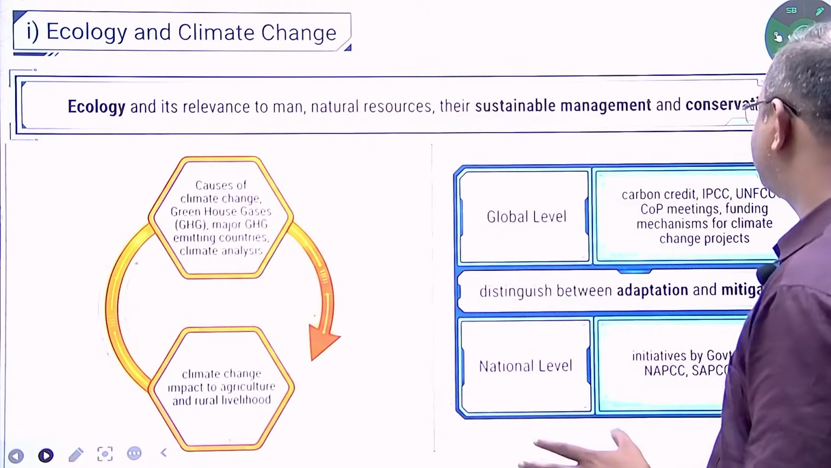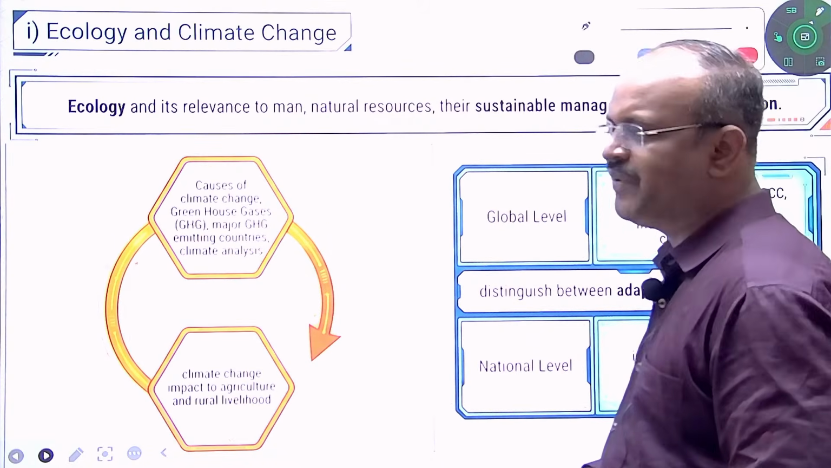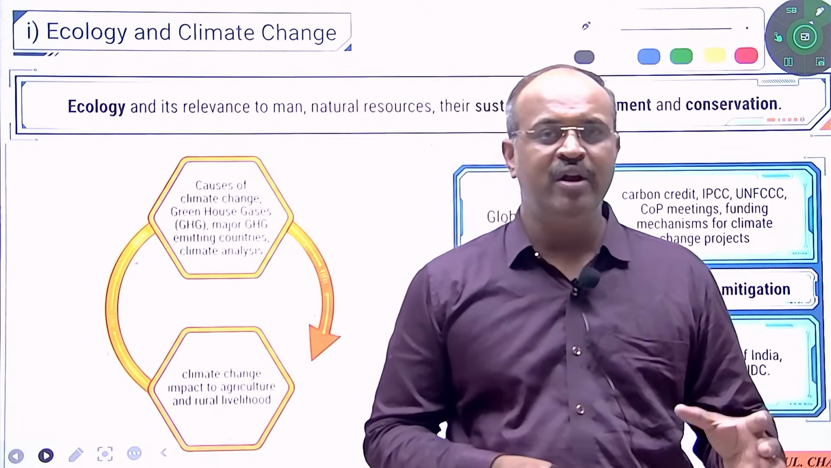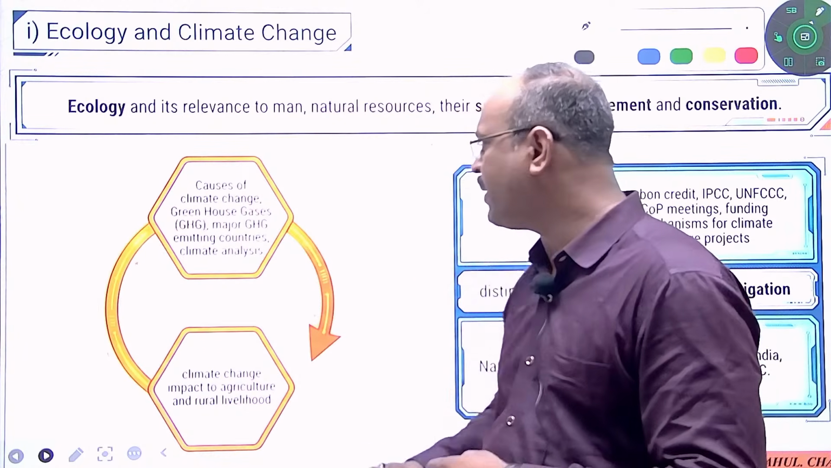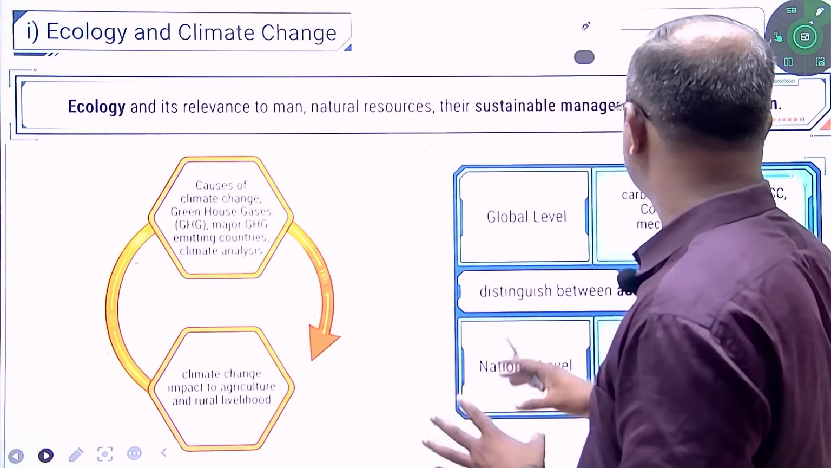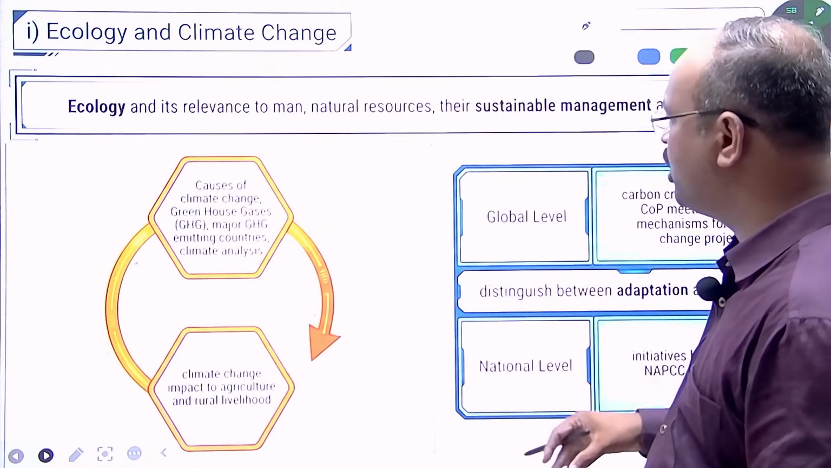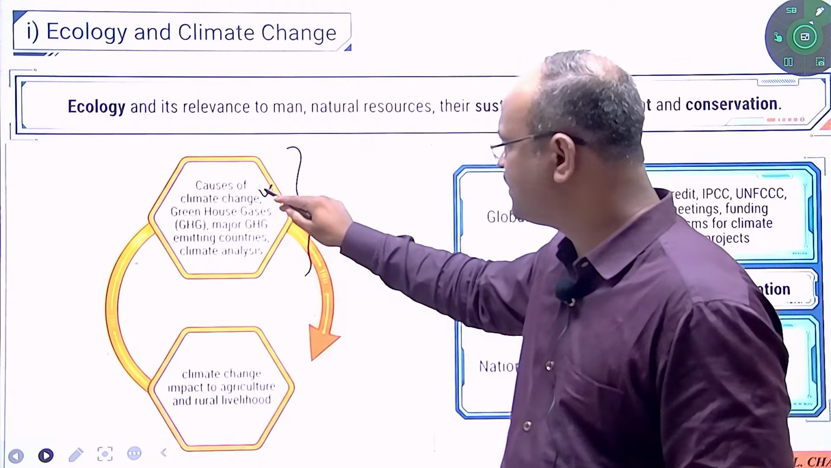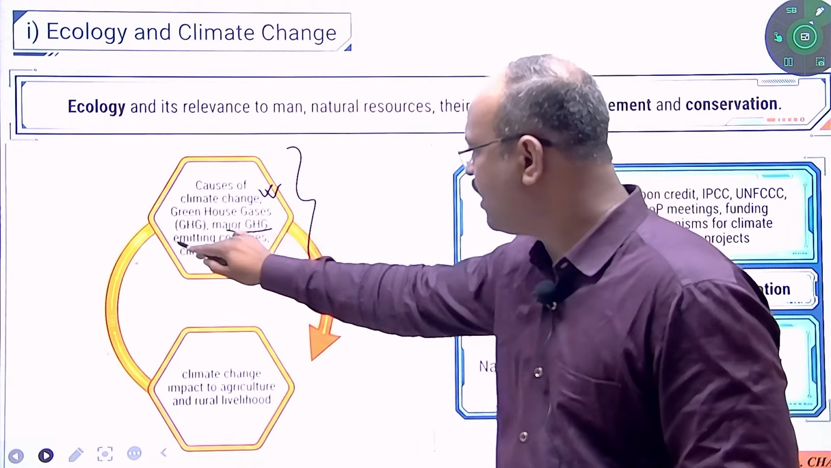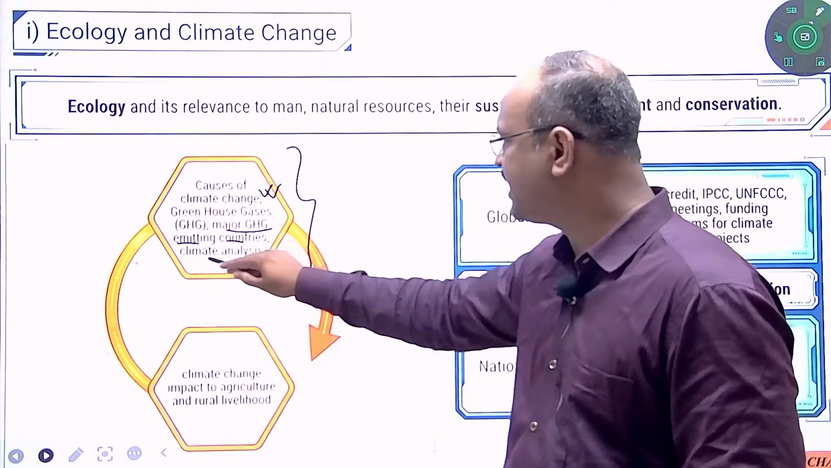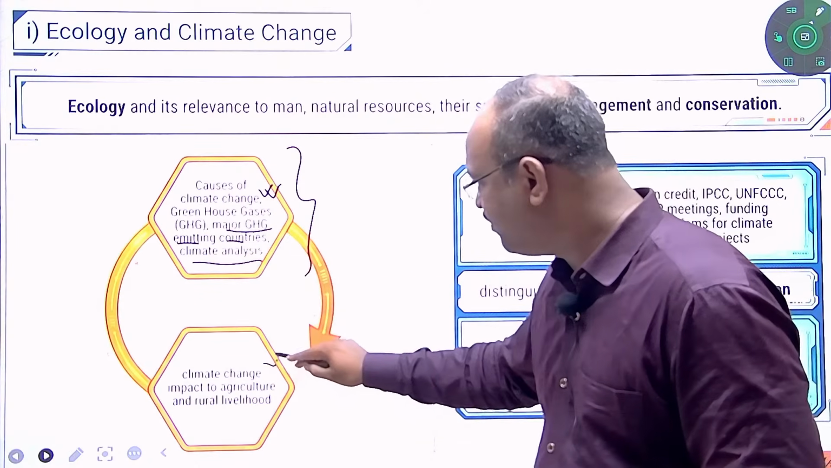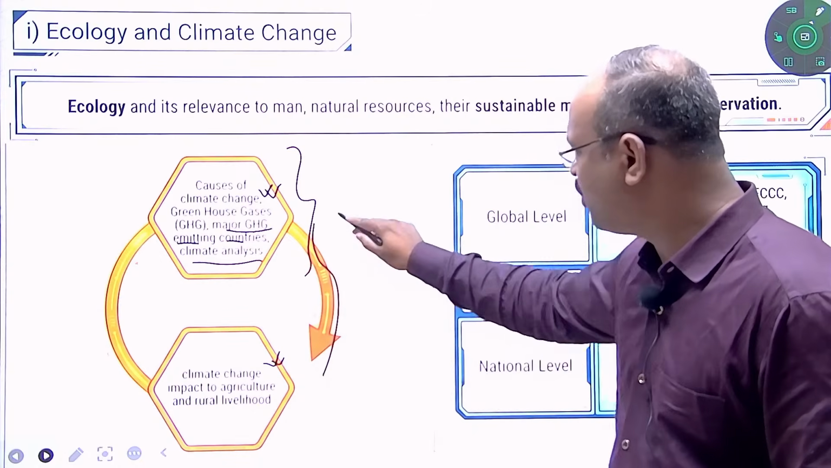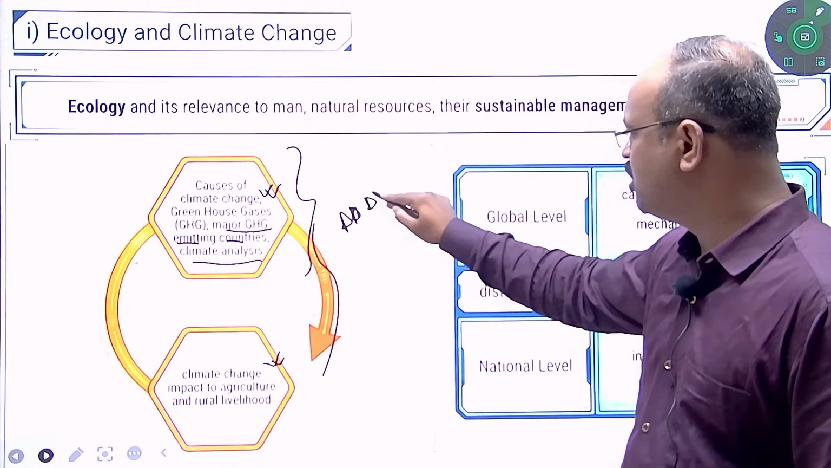Then ecology and climate change. This topic is very important from the descriptive point of view, not from the objective point of view. When we discuss this topic, you need to focus on the causes of climate change, major greenhouse gas emitting countries and climate analysis, and the impact of climate change on agriculture and rural livelihood. These topics are very important. So we can say it is a very important topic.